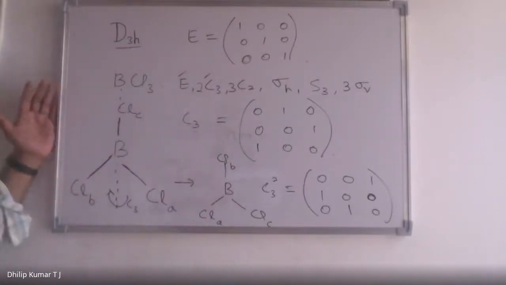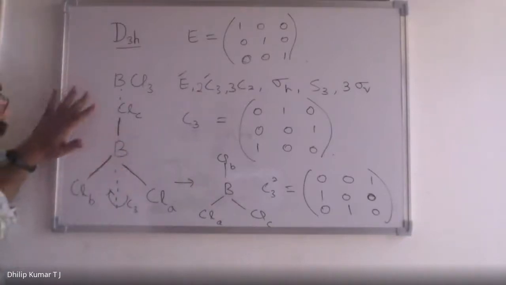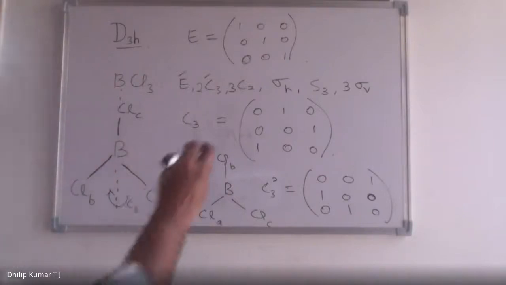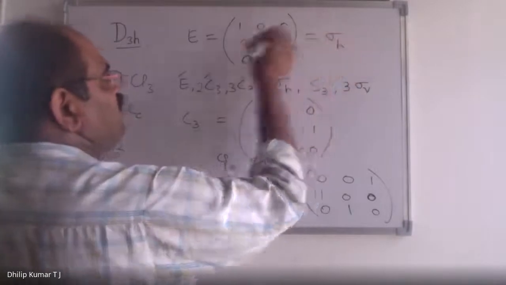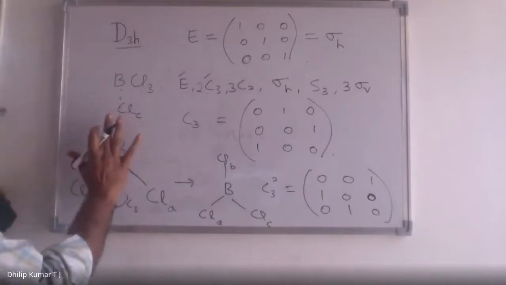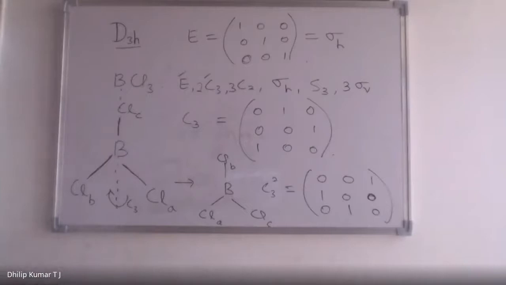If you place the mirror plane parallel to this board, the atom positions will be at the same place. They will not interchange. So sigma H is also equal to E. If you place a mirror on this plane, on this board, the atom position will not be shifting. So it is the same as the original place. This is the original matrix form, and there is no change. So sigma H is the same as this one.